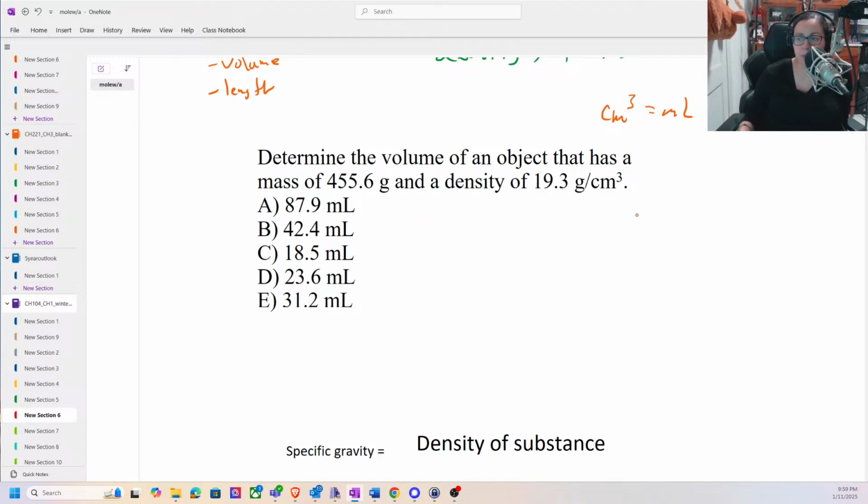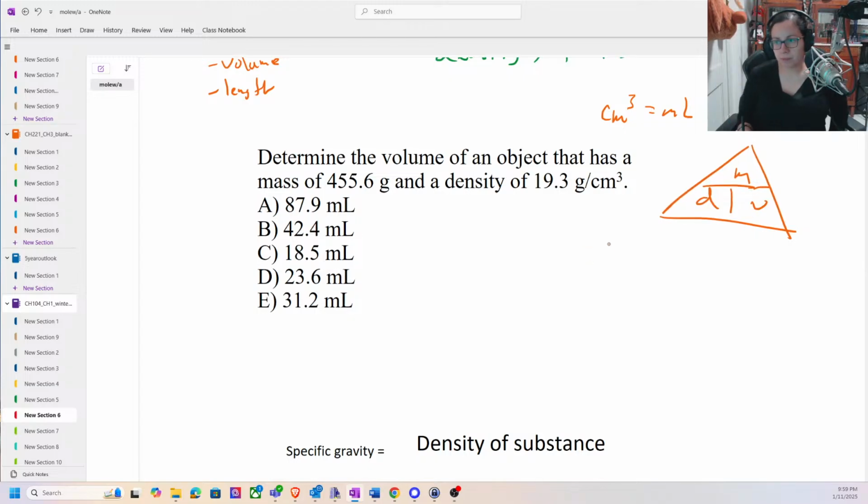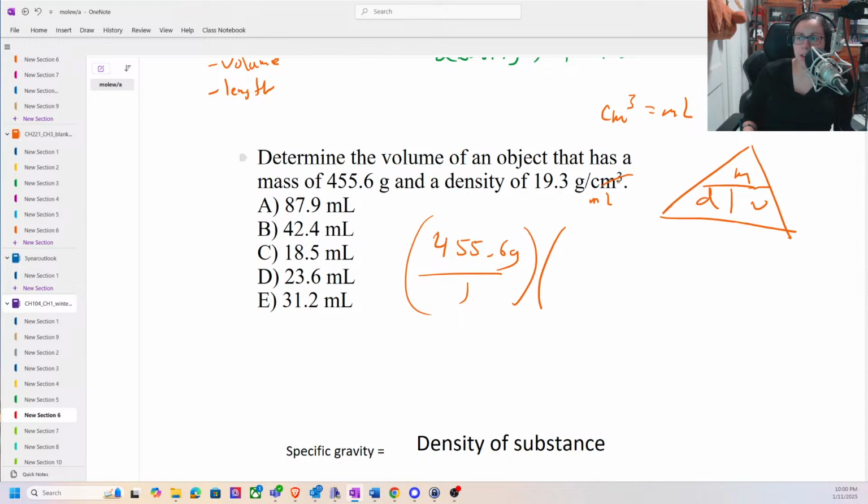For this, there are two different ways to approach it. We can go back to our little triangle trick: density, mass, volume. Or we could think about our unit canceling. What we really have is 19.3 grams per milliliter. We want to get volume here. Now we're seeing our units. So 455.6 grams. Now we need milliliters on top, suggesting I might want to divide by 19.3.